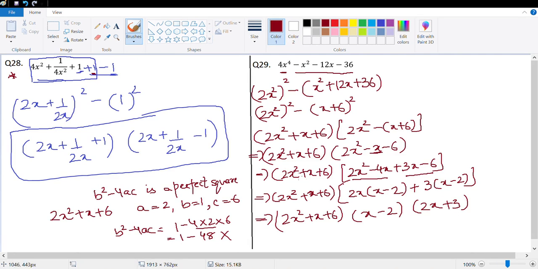Again, a very interesting question. It had a combination of difference of two squares and then quadratic as well.